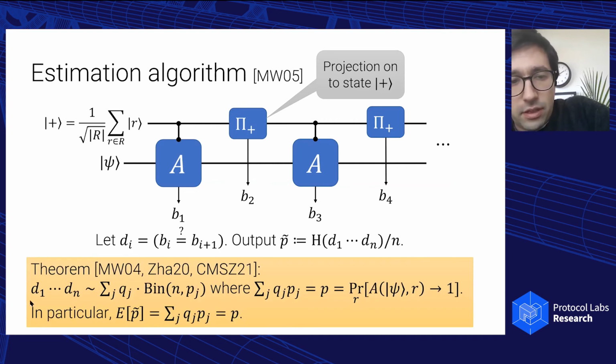And it turns out that d_1 up to d_n is distributed as a weighted sum of binomials, where the weights have this property that if you take a combination of the Q_j's with the P_j's, then you get exactly the probability P you were interested in, which means in particular that this P tilde is an unbiased estimator of the probability P. Because if you take the expectation of this distribution, by linearity the expectation is n times P_j. So you end up with n times P, and then you divide it by n.